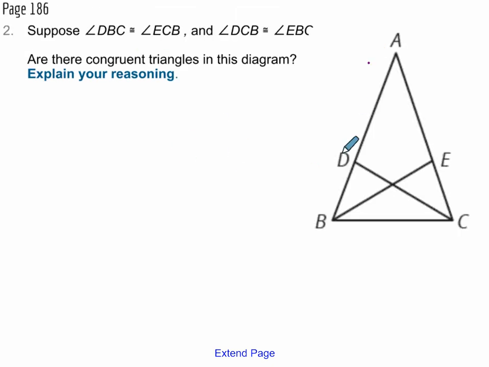So suppose that angle DBC, so that's this, equals angle ECB, that's this, and angle DCB, this is getting a little confusing because now I got two lines here. One trick to do is to draw separate triangles. So I want to take apart these two triangles.